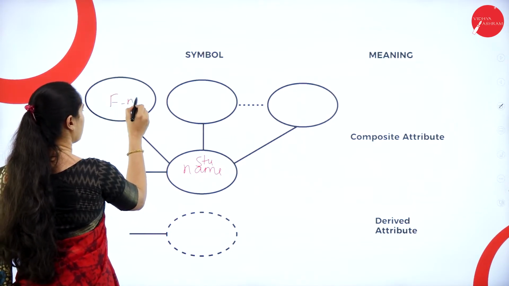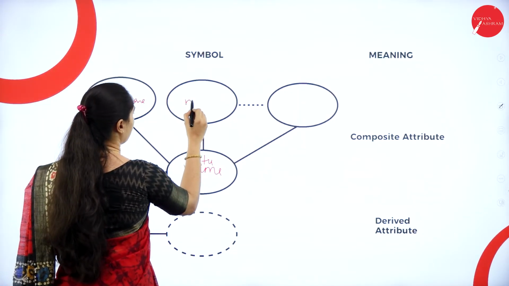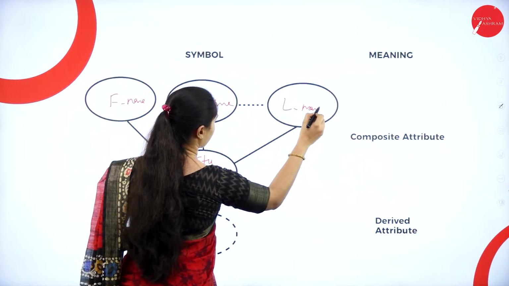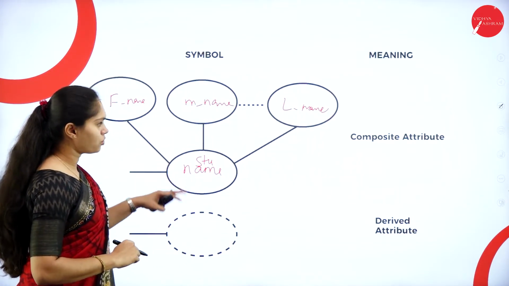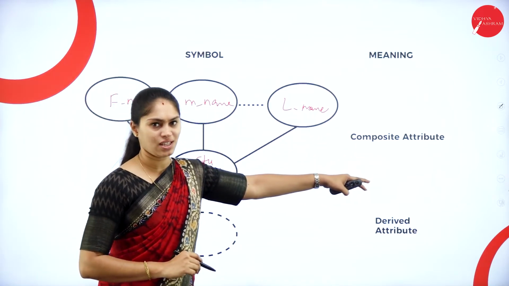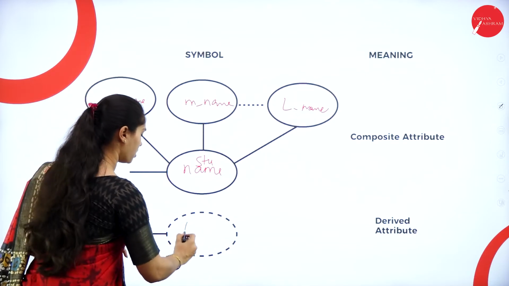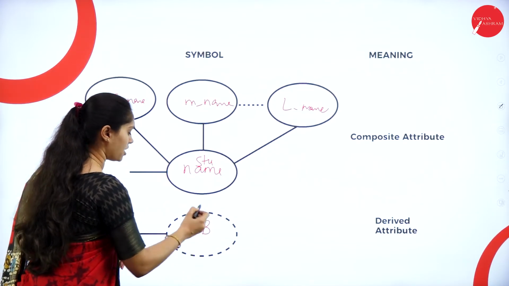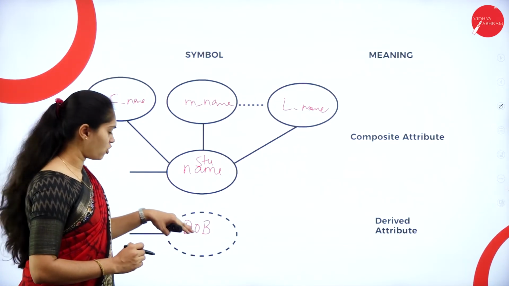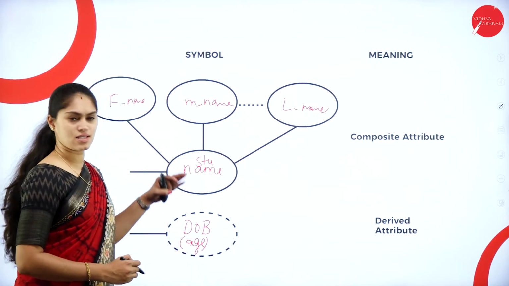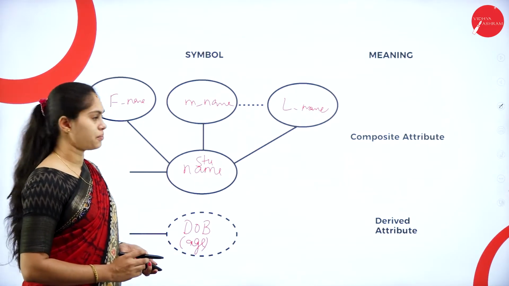First name, and also it has a middle name. In the same way it has last name, right? So this is how we are going to represent the composite attribute. When it comes to the derived attributes, date of birth and age: age is the derived attribute. From the date of birth, we are going to find the age. This is regarding derived attribute.